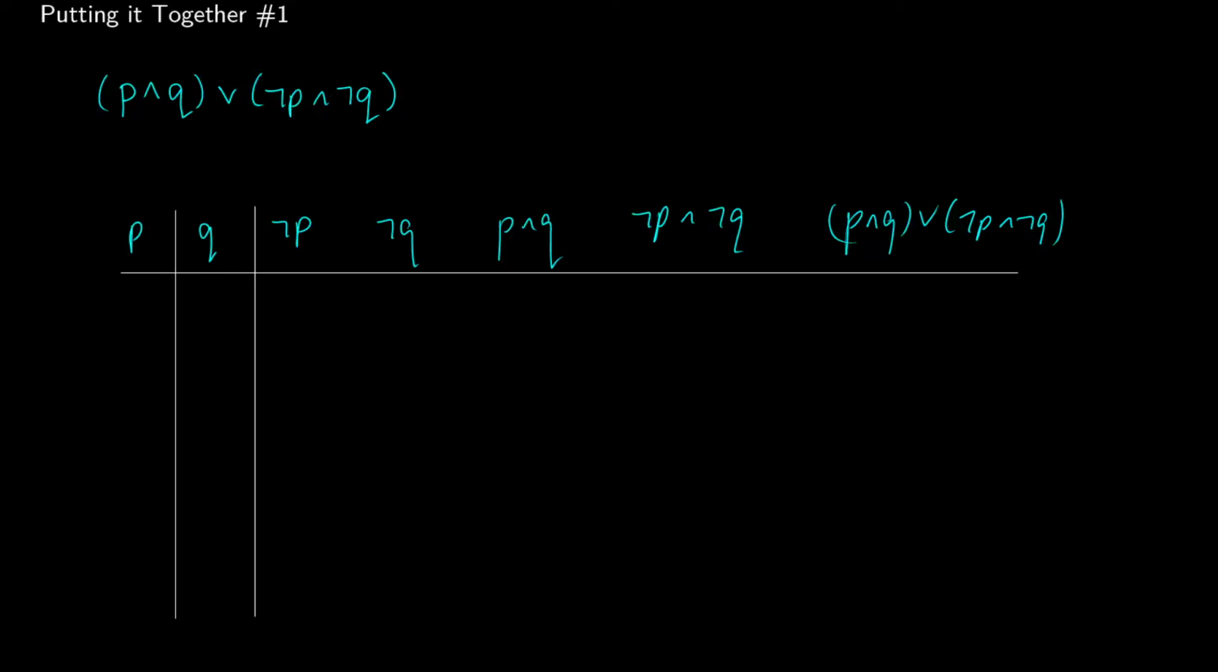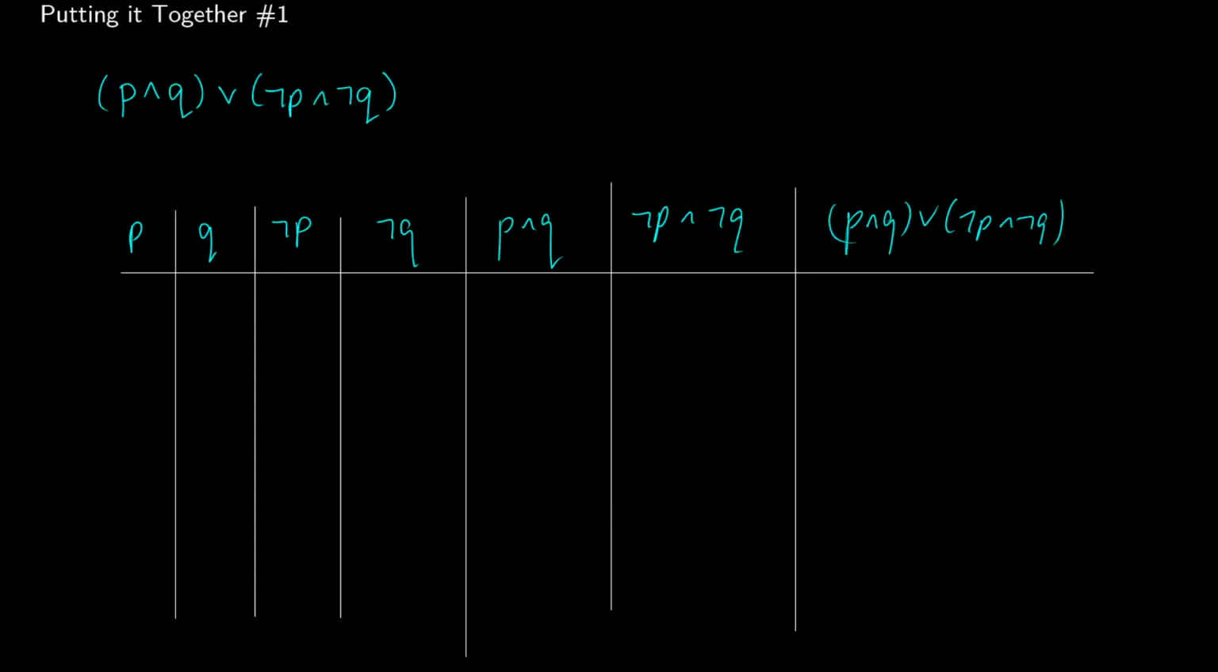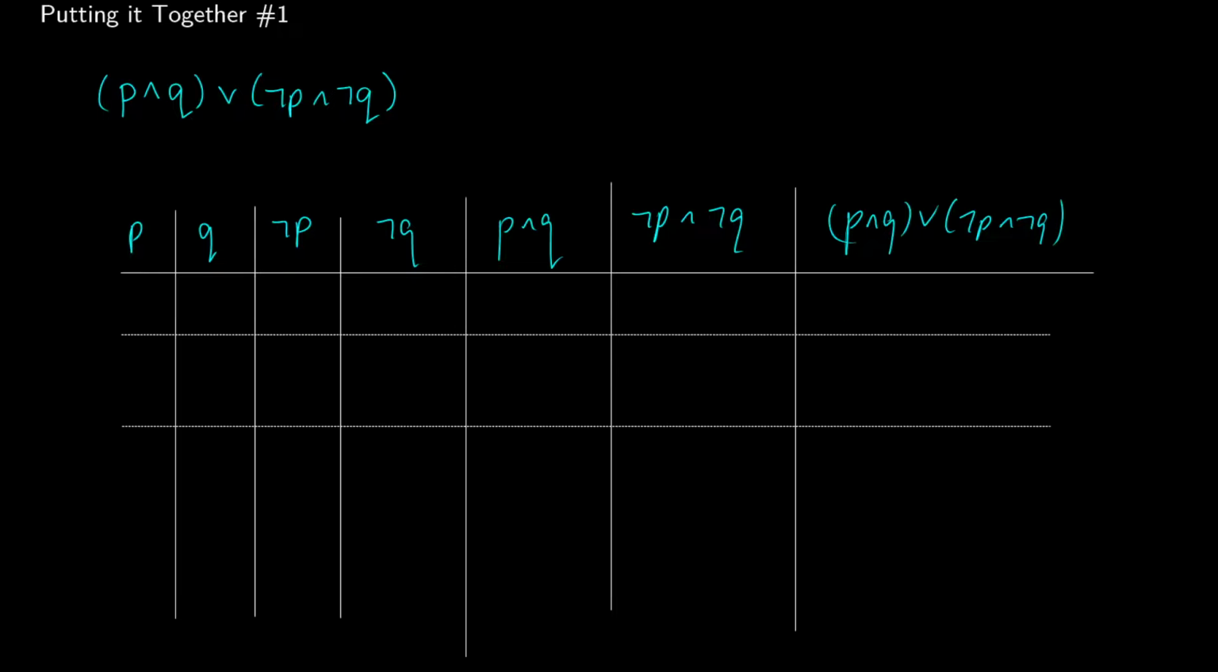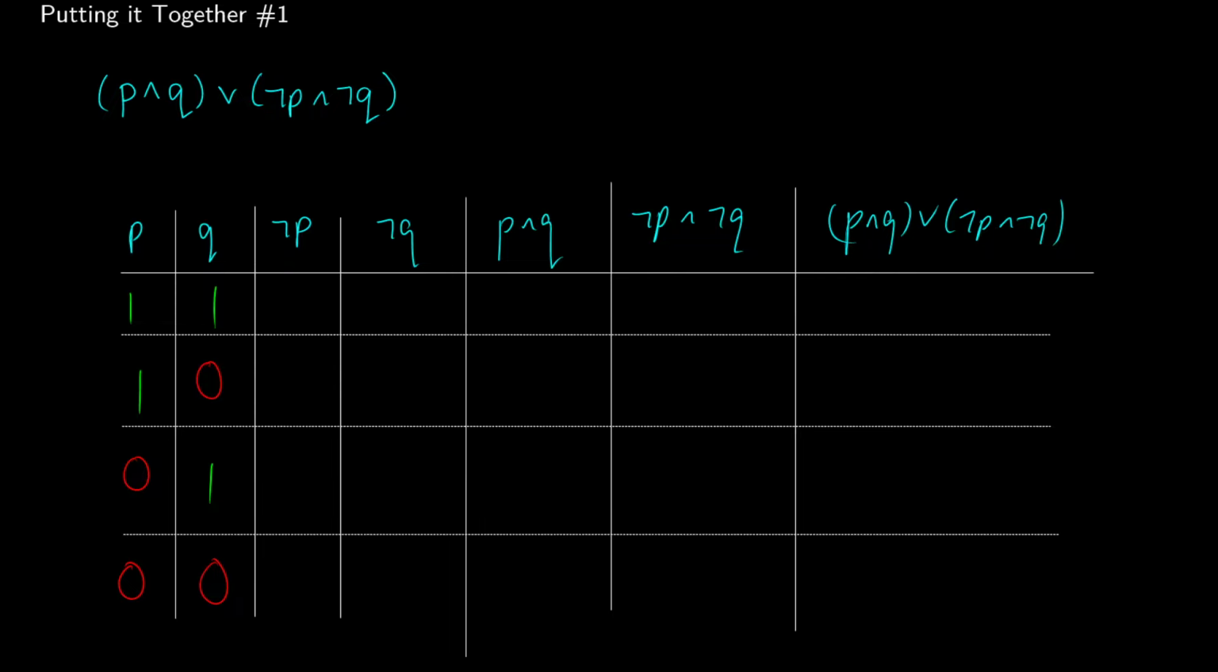Okay, so let's just make all of our columns here. And for the sake of it, just to make it look nice and organized, we'll make the 4 columns. So we'll set this up with P's and Q's being 1, 1, 0, 0, and 1, 0, 1, 0. And now we'll go step by step and watch the truth values change.